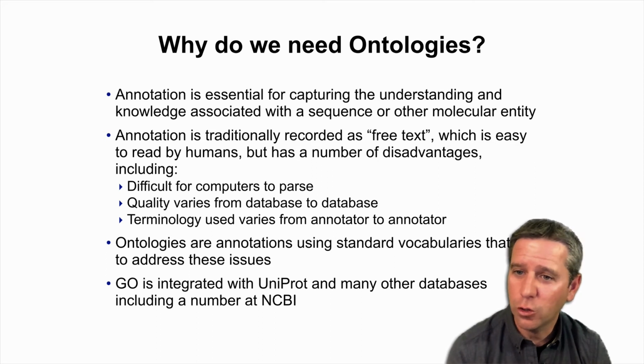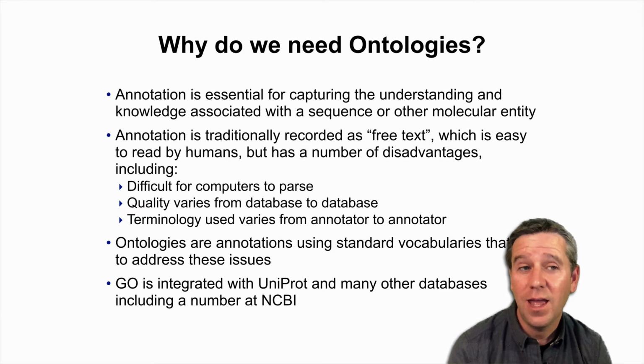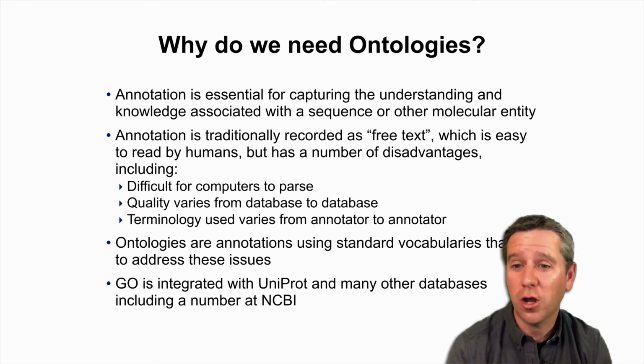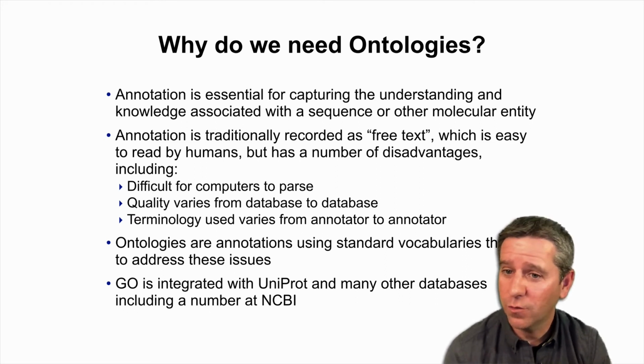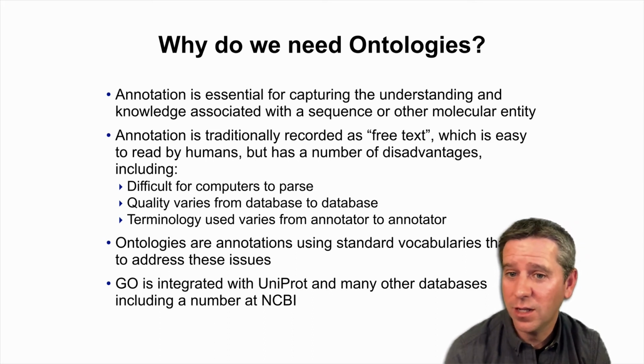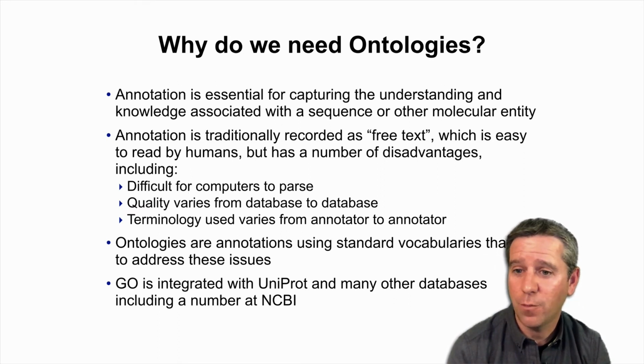And that's easy for humans to read if it's well-written text, but it has disadvantages, including that it's really difficult for computers to parse and know that we're talking about the same thing if it's written by different people. We'll use different terminology, we'll use different terms, we'll write different levels of detail, and that's bad for computers. So these ontologies are a way to use a standard vocabulary to address these kinds of problems.